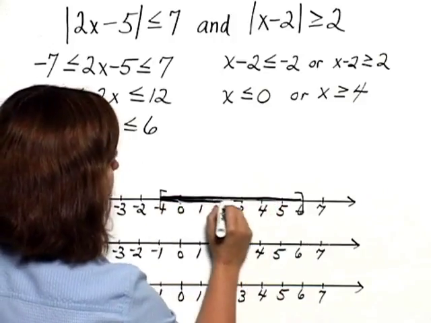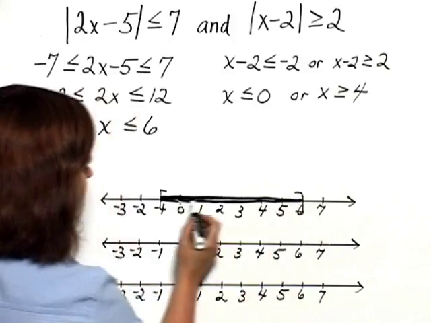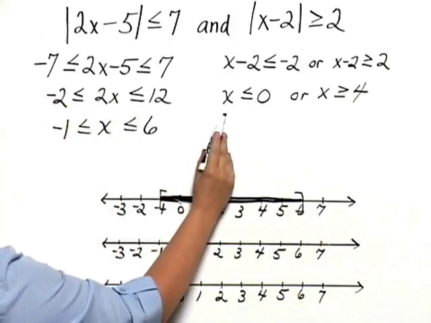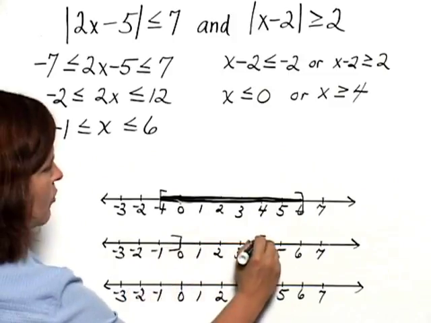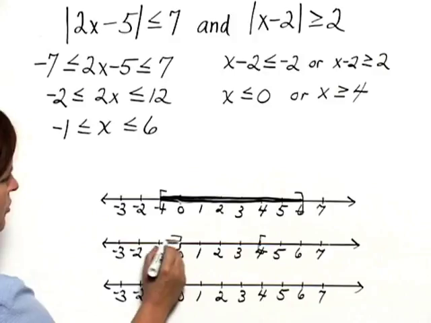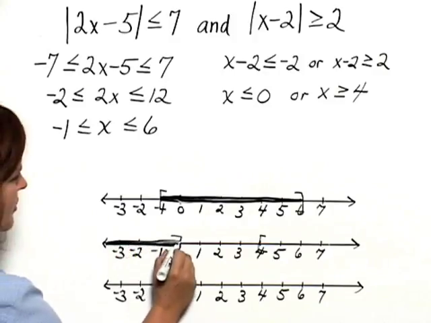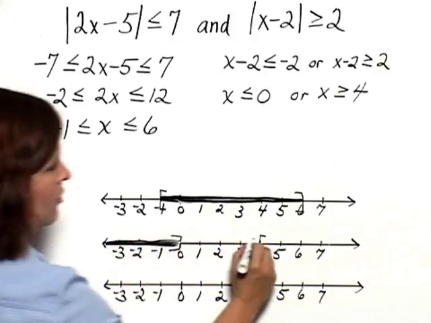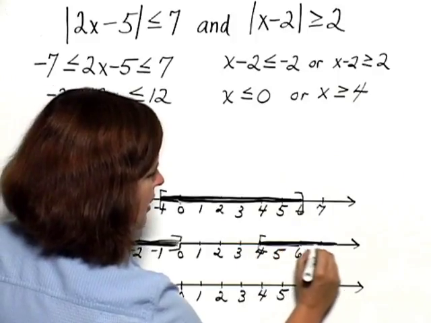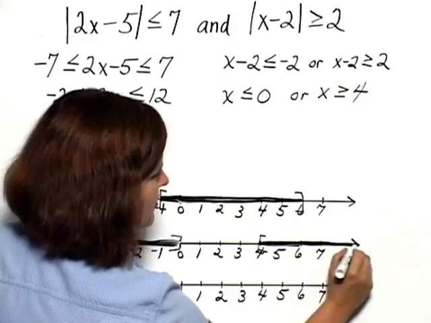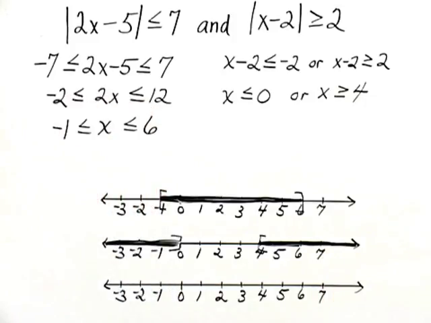And then on a separate number line that's aligned with the first one, let's graph the solution set of the second absolute value inequality. We have that x must be less than or equal to 0 or greater than or equal to 4. Those two intervals can be graphed this way, less than or equal to 0 or greater than or equal to 4.